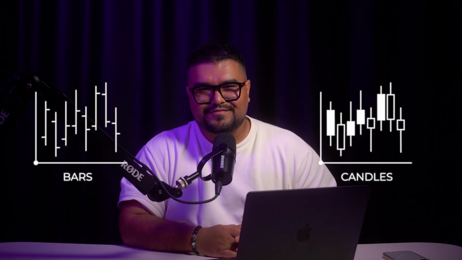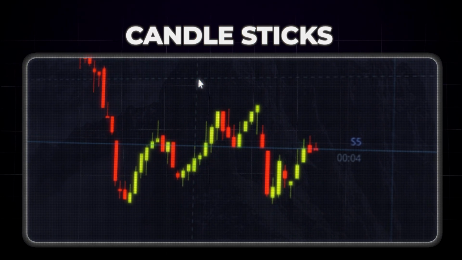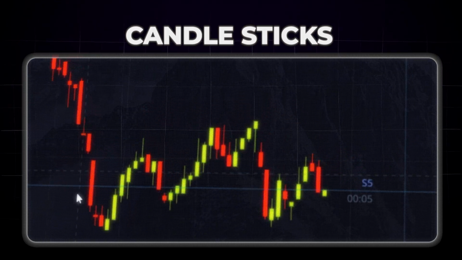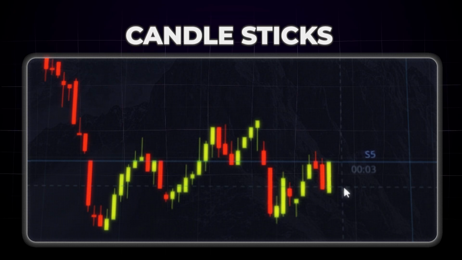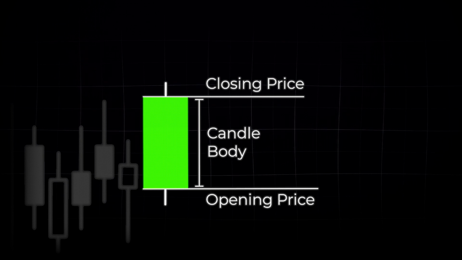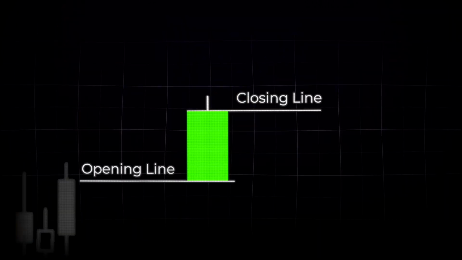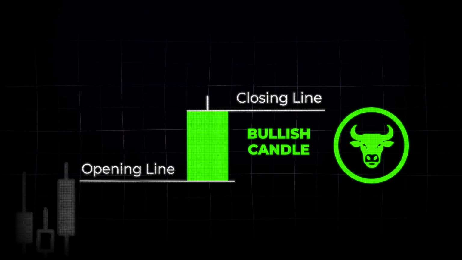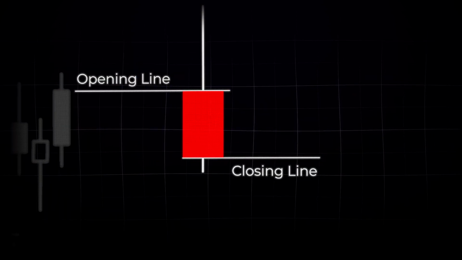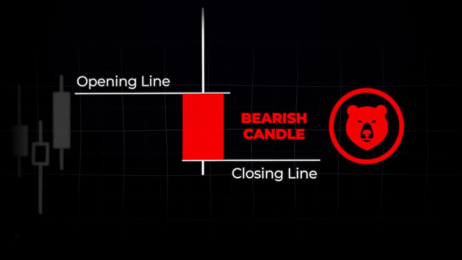That's why for trading, we only focus on two chart types: candlesticks and bars. Let's start with candlesticks. A candlestick chart is the gold standard of trading. It's clear, informative, and shows not only where the price is moving, but also how it got there. Each candle has a body, the difference between the opening and closing price. If the close is higher than the open, the candle is bullish, meaning the market pushed upward. If the close is lower than the open, the candle is bearish, meaning the market moved downward.